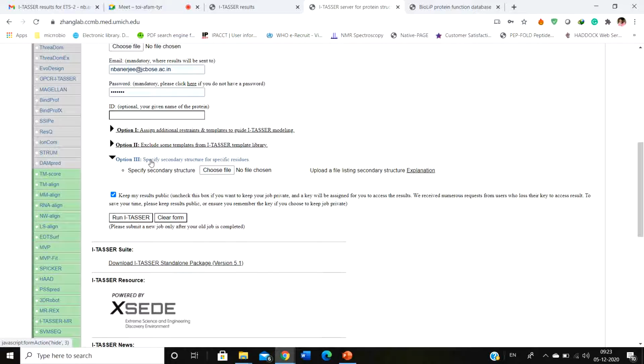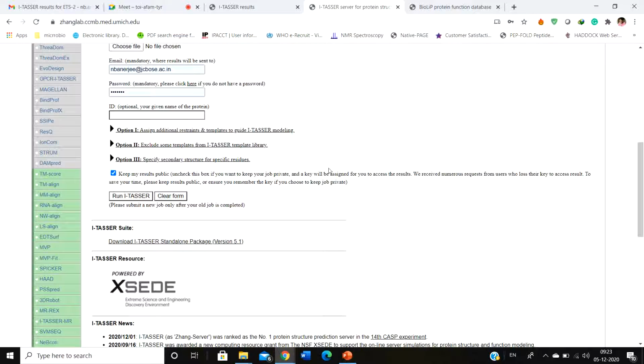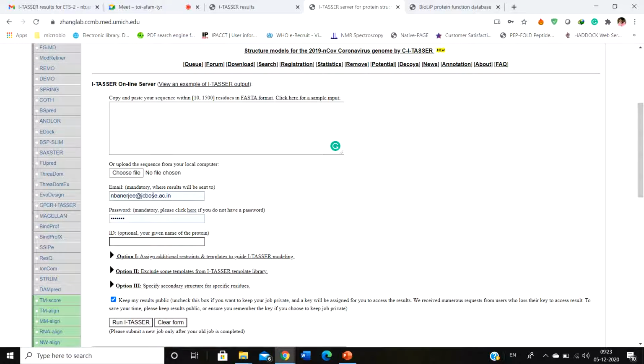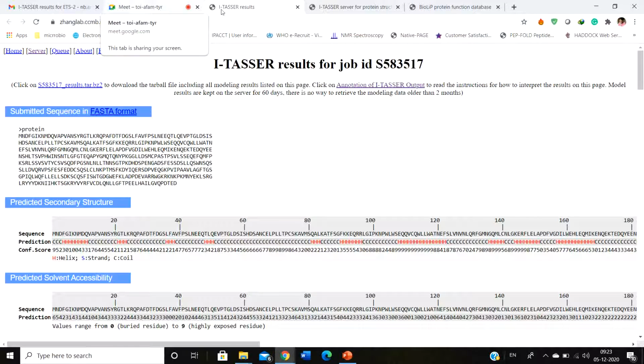Now usually it takes 2 to 3 days to run your job. Just have your email ID ready, and it is going to send you a mail that your job is ready. Once you click on the result, you are going to get a web page like this, which specifically tells you the whole formats.